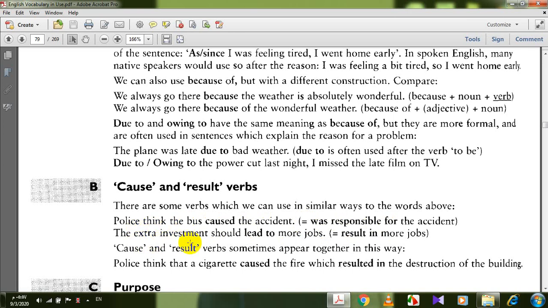The extra investment should lead to more jobs. Lead to means result in. So the extra investment should result in more jobs. Okay, should bring about more jobs. So we have different alternatives. Cause and result verbs sometimes appear together in this way.